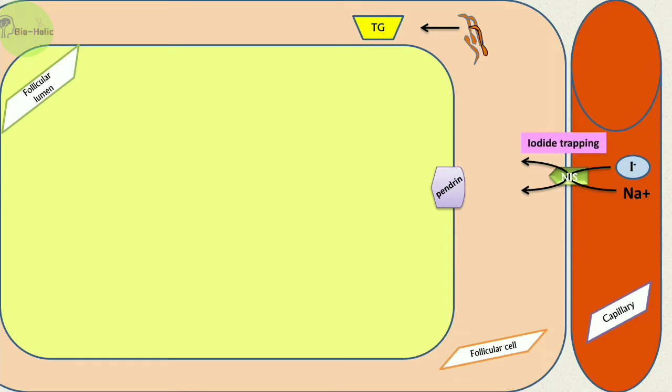At first, from the capillary, iodide and sodium both are transported through the sodium iodide symporter. This step is known as iodide trapping. From here, iodide enters the follicular lumen through the pendrin channel, and after that it is oxidized into iodine by the enzyme peroxidase.